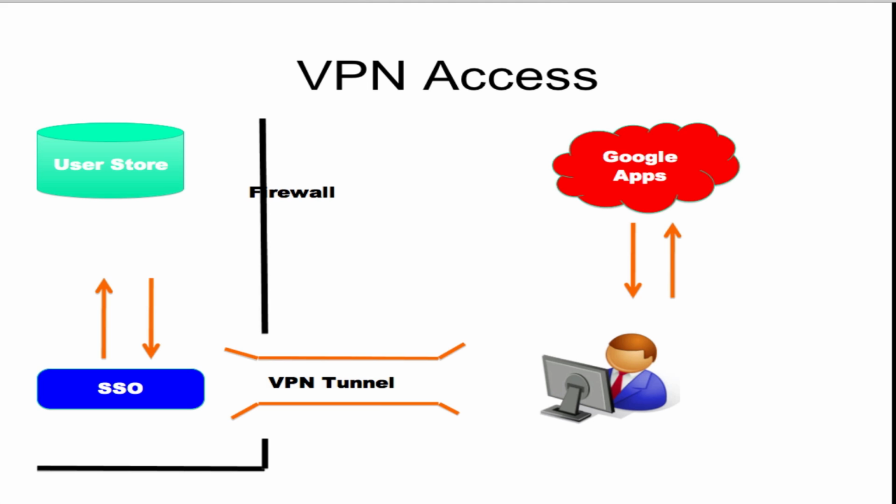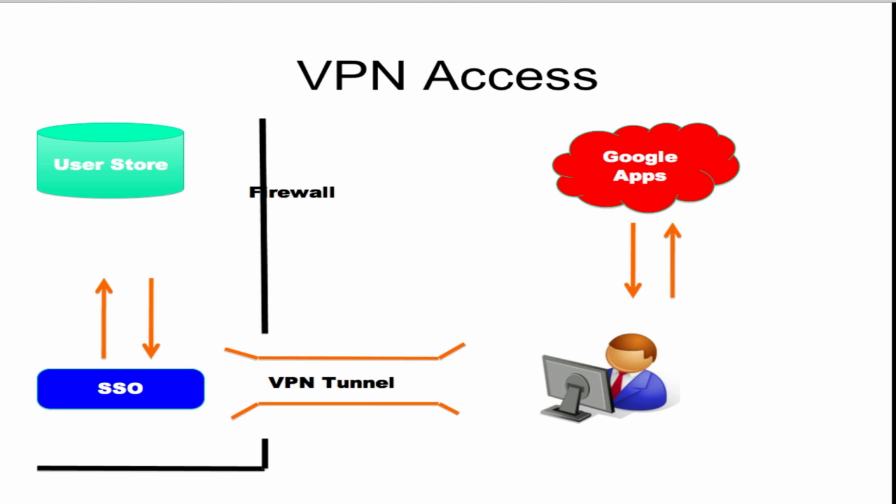Now, some clients like to implement the single sign-on system behind the firewall only. For that to occur, the user, to be able to access the SSO system, will need to go through a VPN tunnel. Because if they don't, they won't have access to the single sign-on system, and thus they will not be authenticated, and thus will not have access to Google Apps.